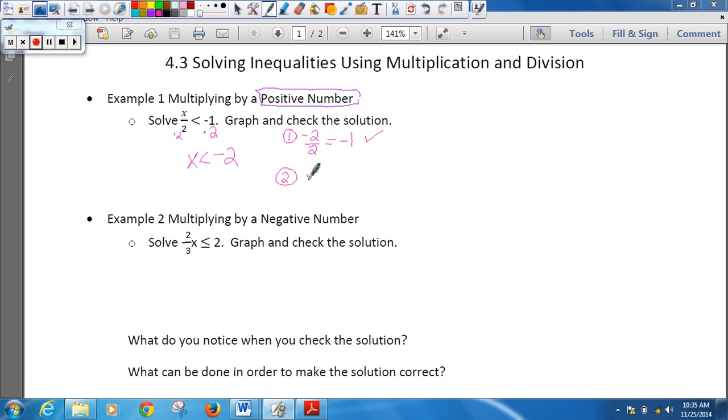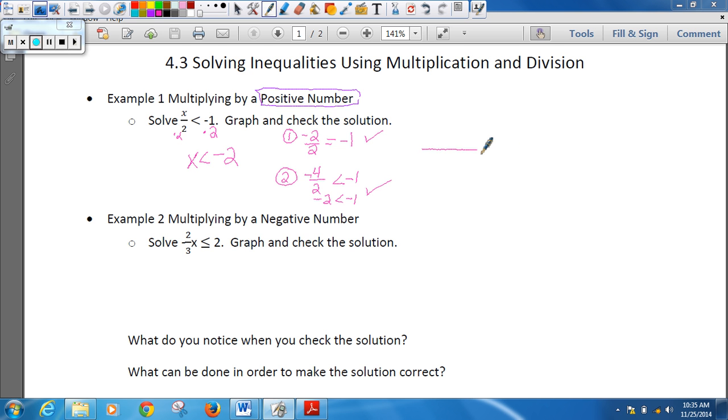Number 2 then, it says x is less than negative 2, so a number less than negative 2, let's say, is negative 4. I picked an even one, so it would come out as a whole number, which is nice and neat. You could pick any number that's less than negative 2. So negative 4 divided by 2, is that less than negative 1? Is negative 2 less than negative 1? It is, so it also checks out.